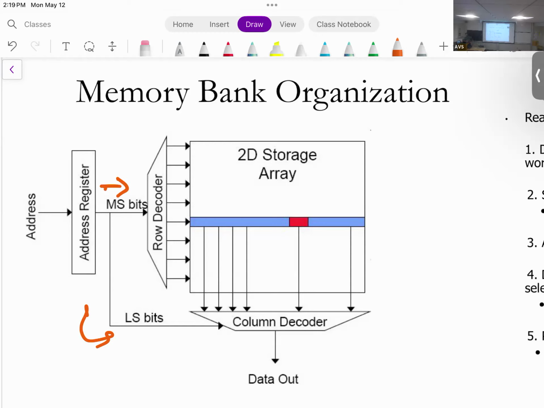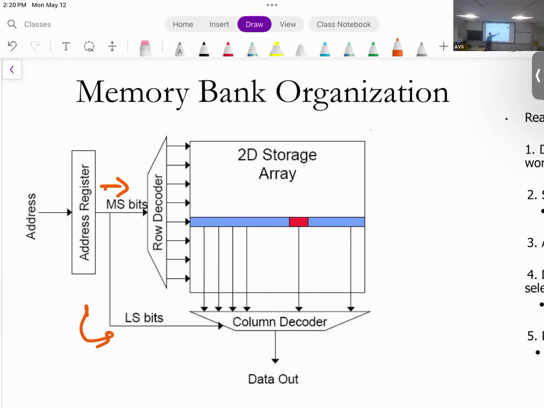Then we select the row. Usually we have a row decoder. For those of you not familiar, a decoder is a logical unit that takes an input and selects one of the lines. It's the opposite of a multiplexer, where you provide multiple lines and select one of them. So for example, let's say your most significant bits say that you have to select the fifth row. It activates this row, reads the entire row, and puts it into some form of a row buffer that we are not showing here.